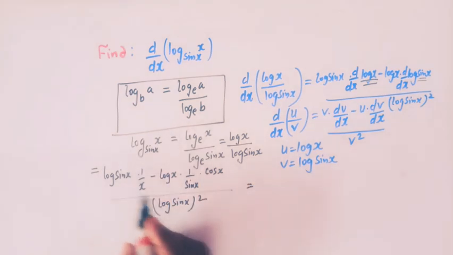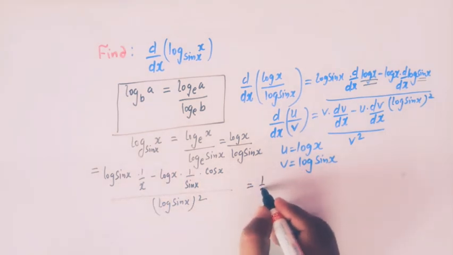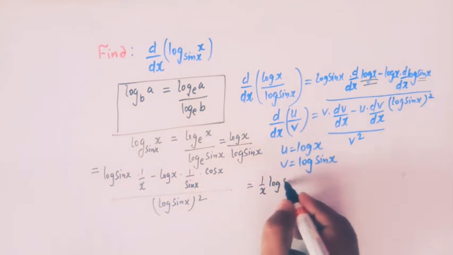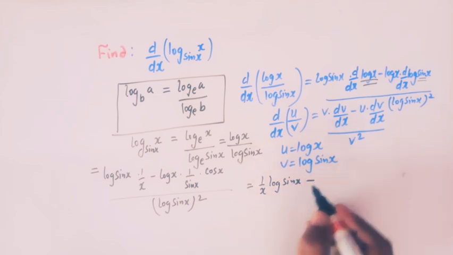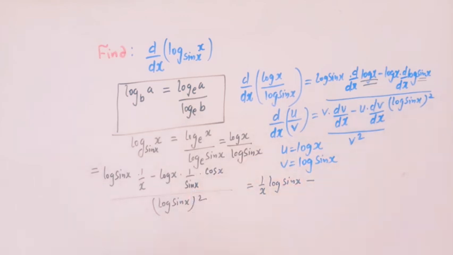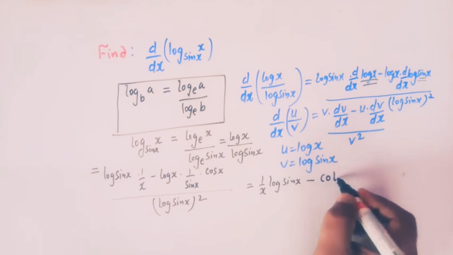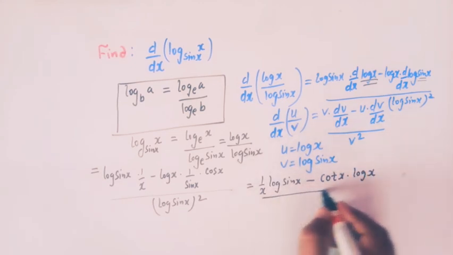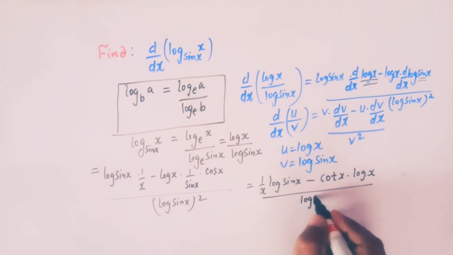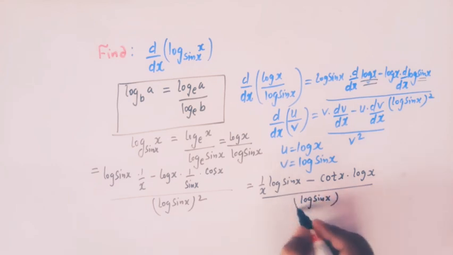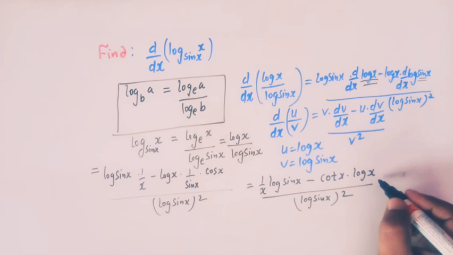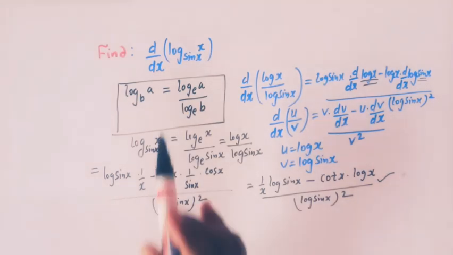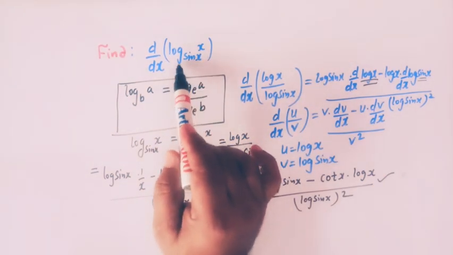So we can further write it as 1 over x times log of sin x, minus cos x over sin x, which is cot x, times log of x, divided by log sin x whole square. So this is the derivative of log x to the base sin x.